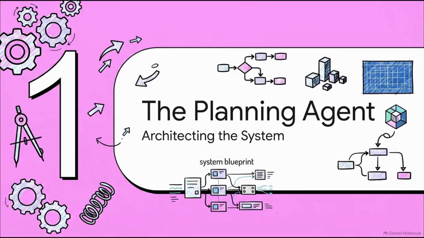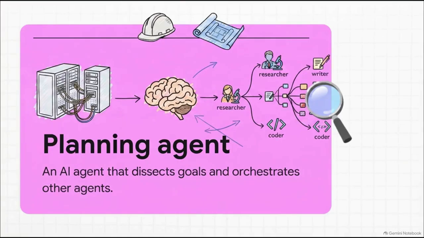Section 1, the planning agent, architecting the system. Okay, I want you to shift your mindset for just a minute. Put on your hard hat. I want you to position yourself not just as a casual user firing off prompts to a chatbot, but as the actual architect of a massive digital workforce. When you start scaling up, when you've got dozens of specialized agents researching, writing, coding, you desperately need a dedicated manager to oversee the whole shebang.